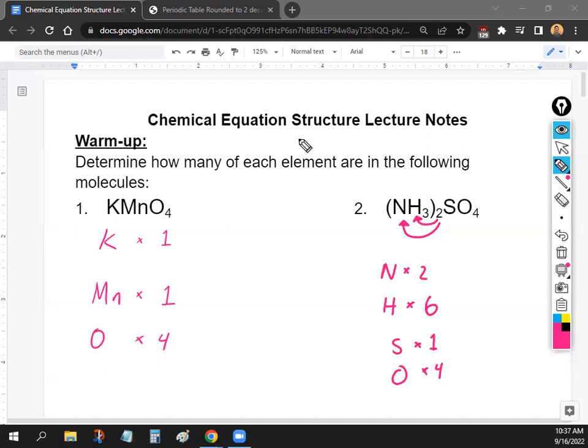So this is what we went over last time, and we'll be using this skill today. And again, the stuff that we talk about today, that's where the majority of the points on your exam is going to be based off of. Any questions before we move on?